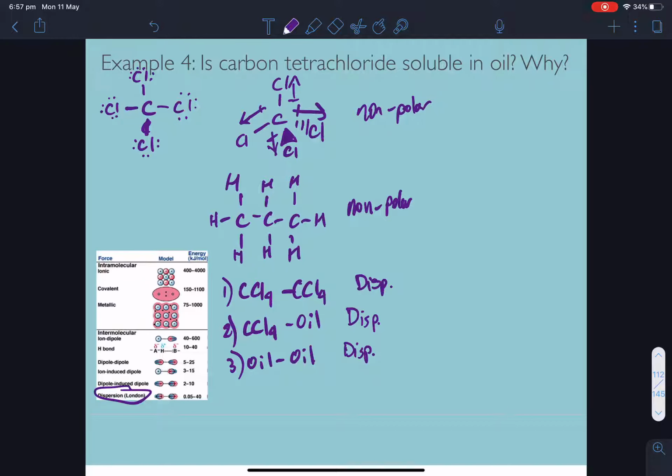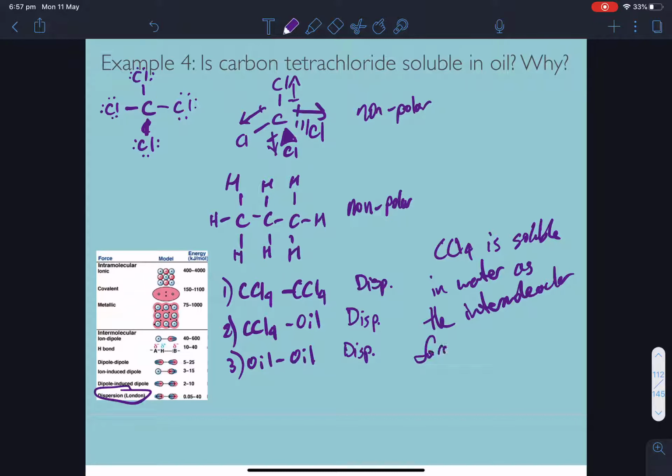So carbon tetrachloride is soluble in oil, as the intermolecular forces are roughly equal in strength, if you want to add that. Okay.